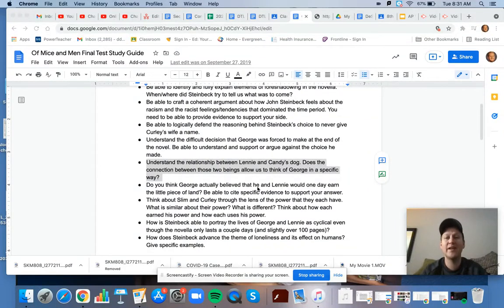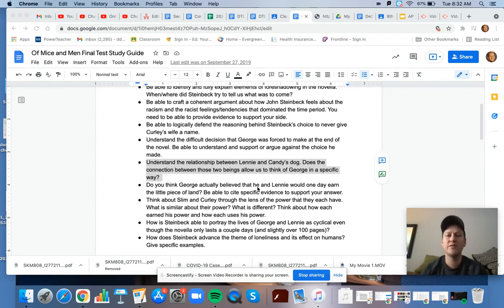The relationship between Lenny and Candy's dog. This is one of those questions that makes a lot of students go, "What are you talking about, Mr. Dislover? I have no idea what you mean." And what I would argue is, if you ever see a question like that, one of the biggest strategies to use is to just say, "Okay, so what do these two things have in common?"